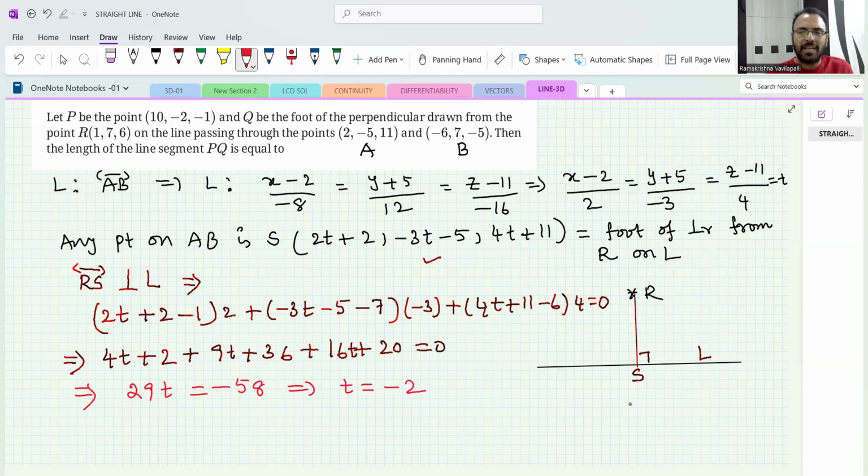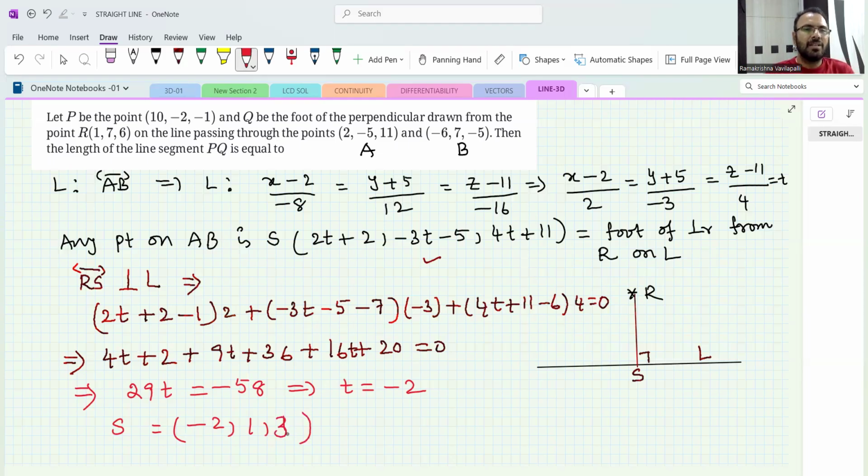So what is the foot of perpendicular? Now S is easy to find by substituting t equal to minus 2 here. Then you will get minus 2, this is 6 minus 5, 1, and 8 plus 11 is 19. Sorry, minus 8 plus 11, it is 3.